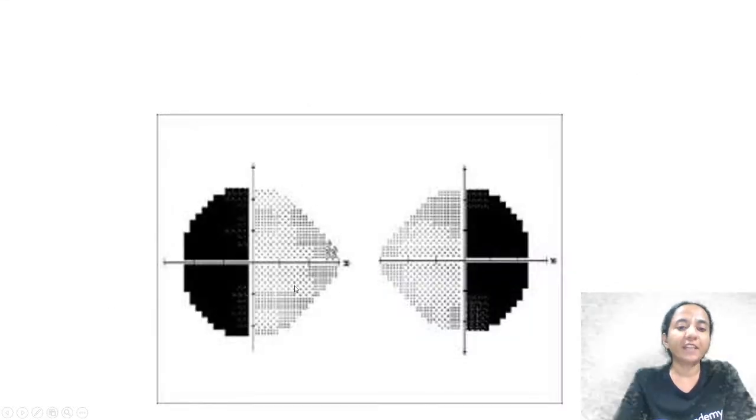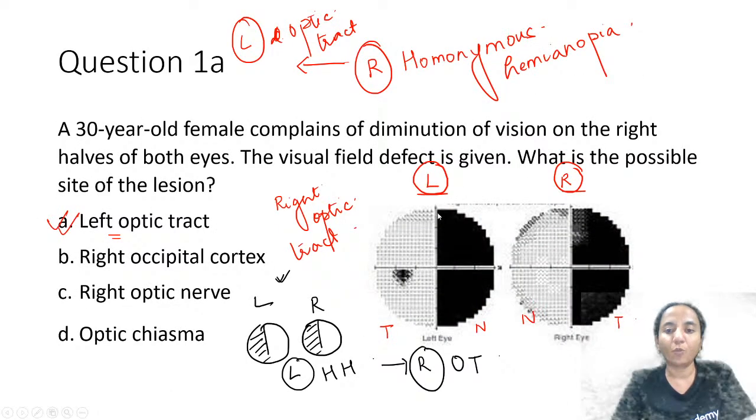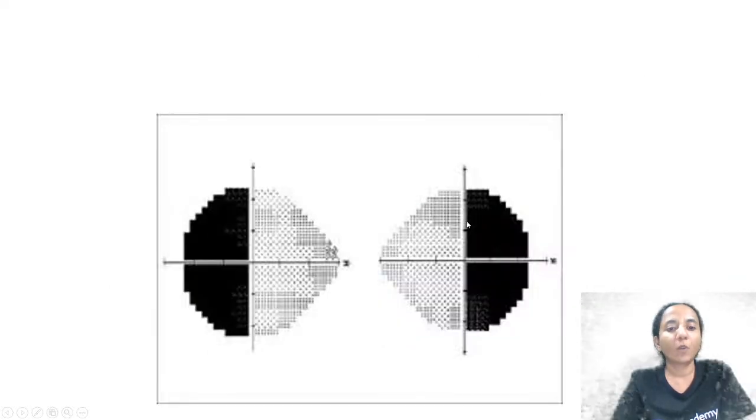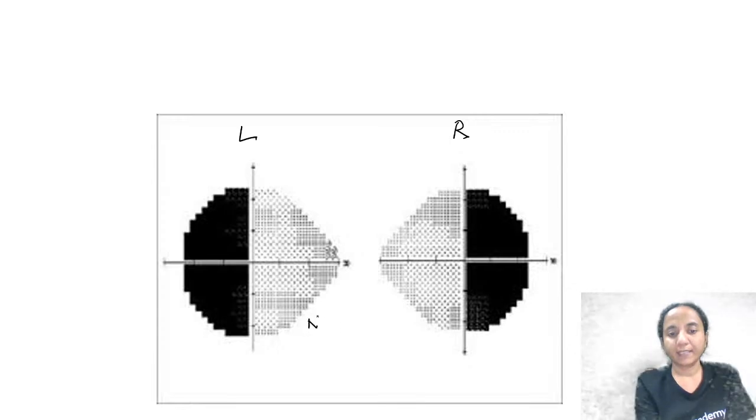Okay, just before we go to the next question, will you be able to tell me what is this defect? So far we were talking about only homonymous hemianopia. हमने पहले ये वाला देखा homonymous hemianopia. Then we learned homonymous hemianopia with central sparing. What is this? This is the right eye. This is the left eye. This is nasal, temporal, nasal, temporal.